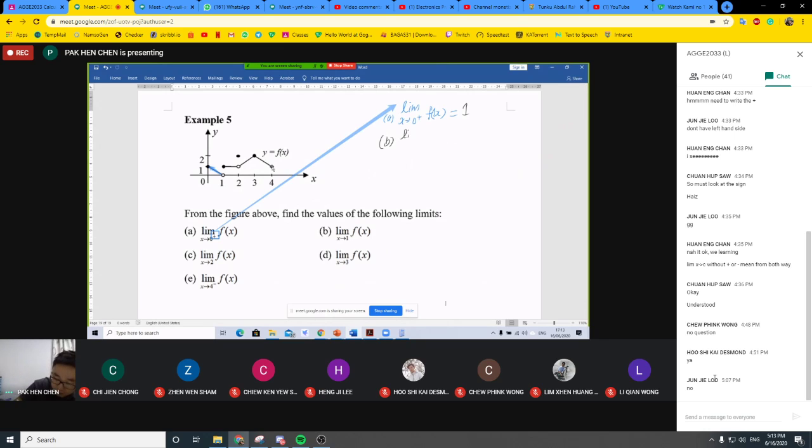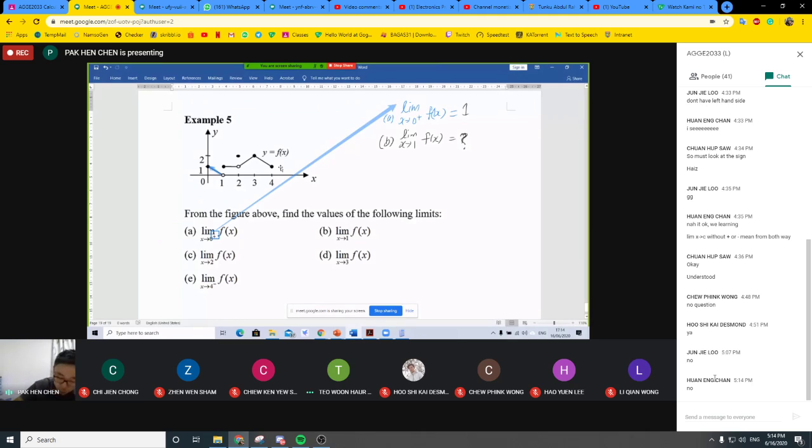Okay, how about the limit as x approaches 1? Can anyone answer? Any volunteer to answer this question? Do we have such a limit or not? Yes or no? No. How do we justify there's no limit for that? We can do the limit from the left side first, and then we do the limit from the right side. Then we compare the values. If the values are different, as in this case, then we can say it does not exist.